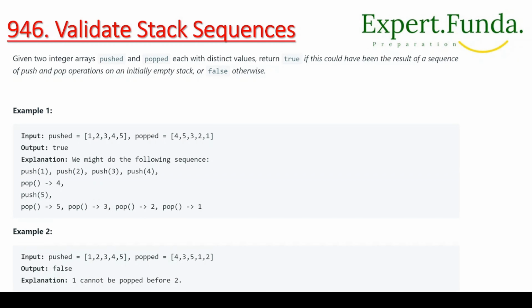So today the question we have is 946, Validate Stack Sequences. We are given two integer arrays, push and pop, each with distinct values, and we have to return true if this could have been the result of a sequence of push and pop operations on an initially empty stack, or false otherwise.